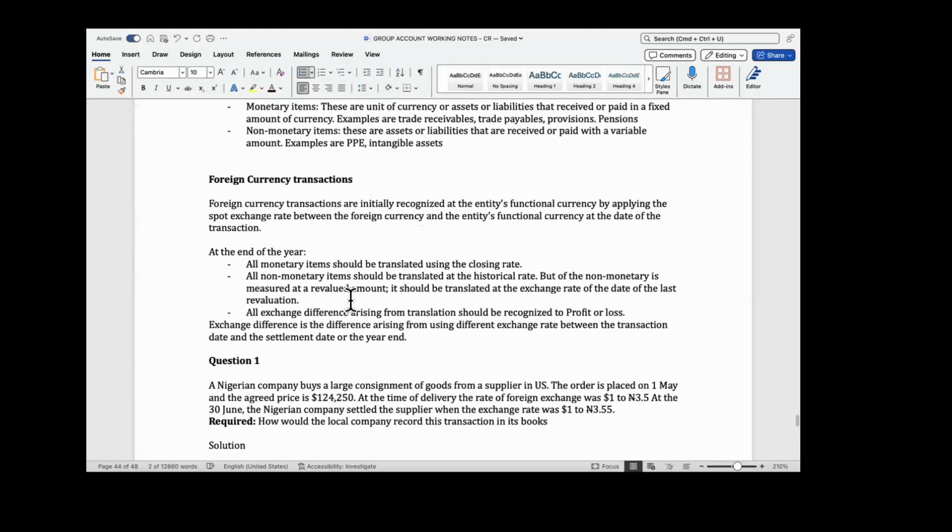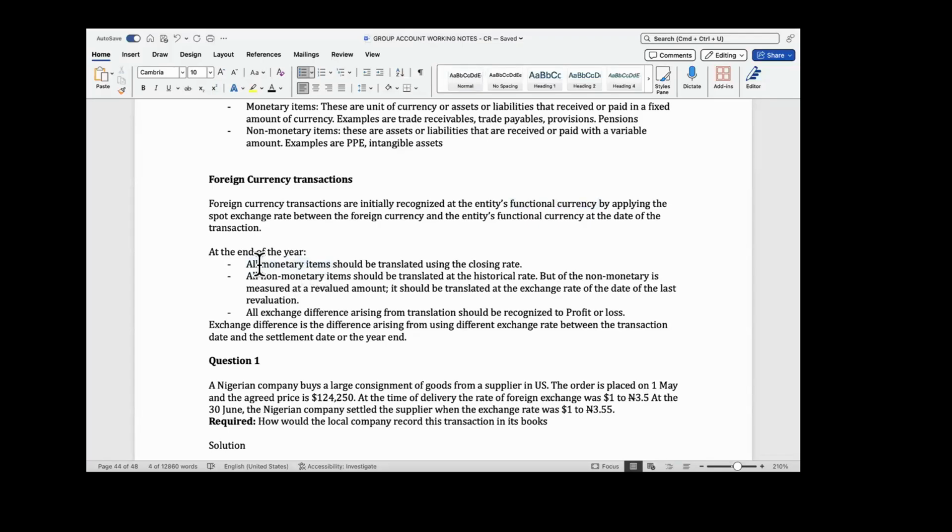Then we narrow down into looking at what foreign currency transactions are, which is when you have transactions in foreign currency. Then we looked at how do you recognize this? We said they are initially recognized in the entity's functional currency by converting it from that foreign currency to the entity's functional currency at the date of the transaction. And we said at the end of the year, all monetary items should be translated using closing rates.